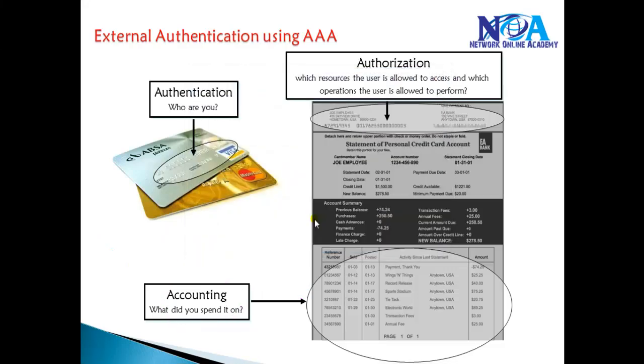Now it's going to provide three different options. It's going to provide authenticating the user, whether a valid user or an invalid user, authorizing the user with what he can do and what he cannot do, and then keeping track of all the events, all the things whatever he did. That's what we call accounting.